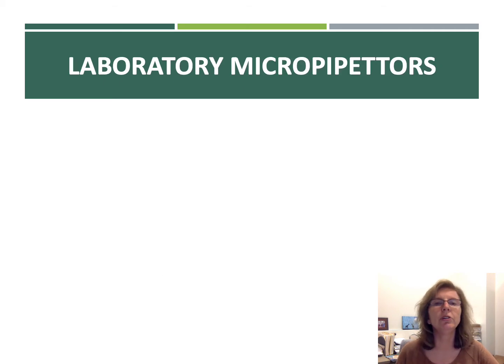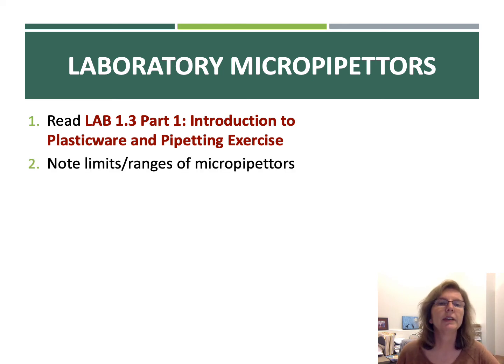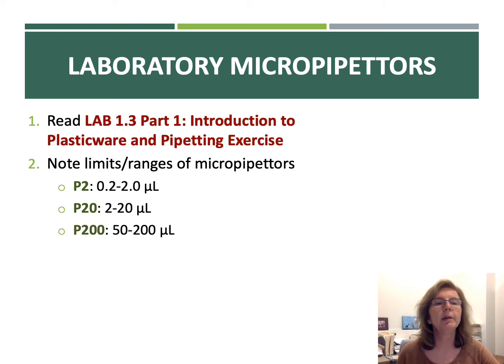Okay, so what do we need to know for Lab 1.3? Well, you need a refresher on micropipetters. So in Lab 1.3 Part 1, there's information about plasticware and a pipetting exercise. And I know that a lot of you have learned about using micropipetters from BIO211. So you want to make sure you're paying attention to the limits and ranges of micropipetters. For P2, it's the smallest range of volumes. P20 is a little bit more. P200, the volume is even greater, and P1000 is the largest of the volume ranges, 200 to 1000 microliters.